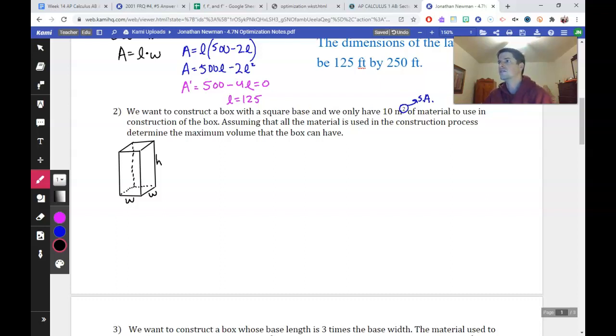So let's see here, assuming all the material is used in the construction process, determine the maximum volume. So we have maximum volume.